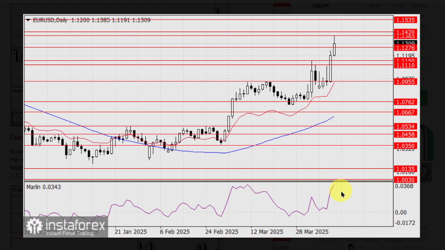If the price falls back below 1.1276, we expect a move toward the 1.1110-1.1150. A drop below that range opens the path toward 1.0955. Should the price find the strength to break above the 1.1420 and 1.1385, the next target becomes 1.1535.